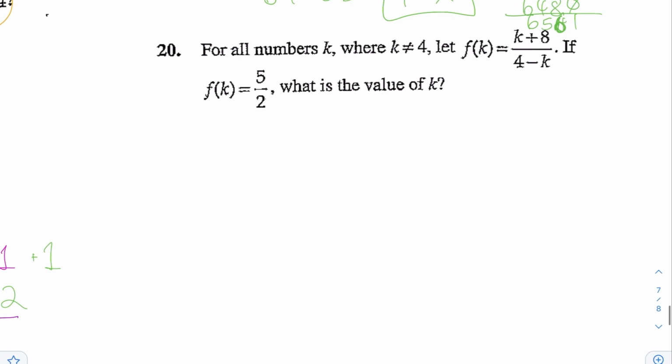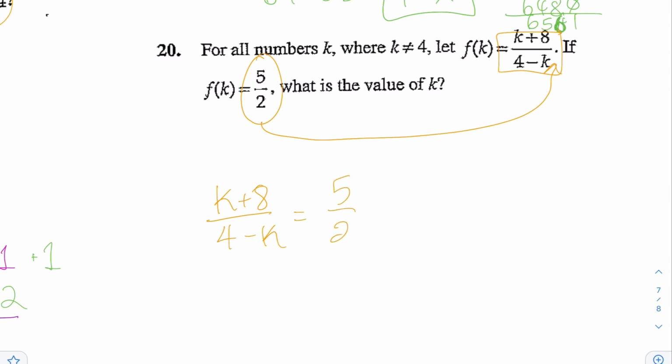All right, next for number 20. For all numbers k, where k is not equal to 4, let f of k is equal to k plus 8 divided by 4 minus k. If f of k is equal to 5 halves, what's the value of k? So here's another function. We know the output here. We just set that equal to the input. So k plus 8 divided by 4 minus k has to be equal to 5 over 2.